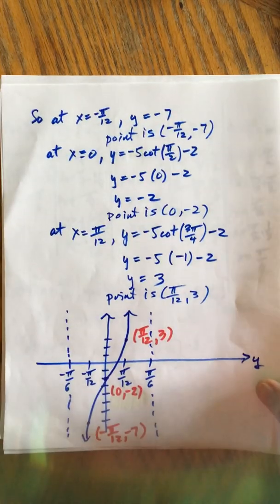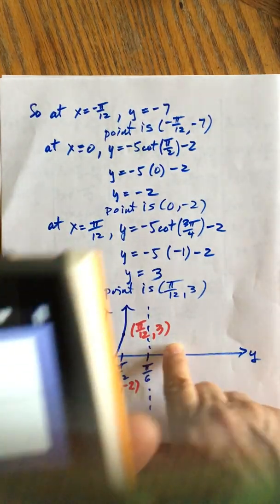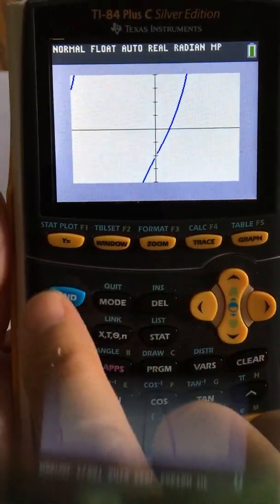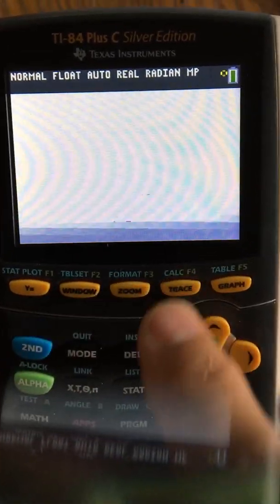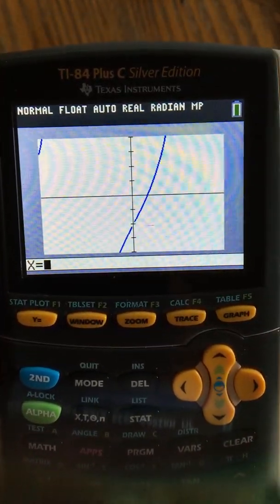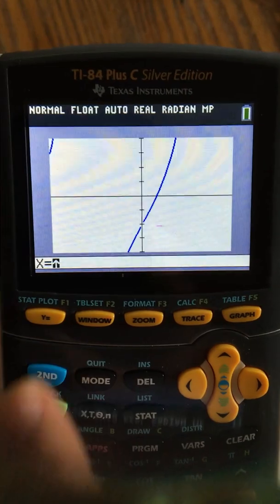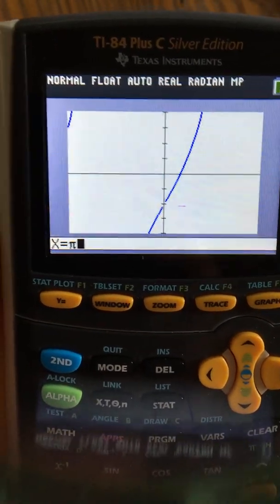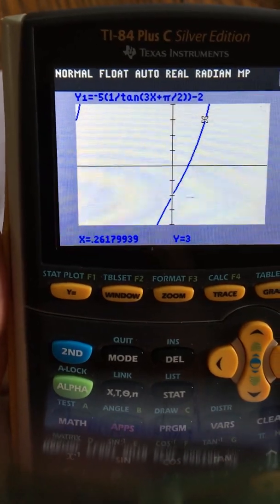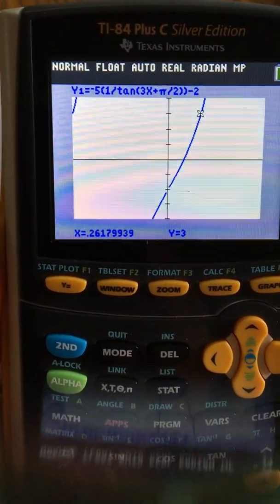But let's just check some of these values. Let's say I try pi over 12. I should get 3. So if I'm right, that'll happen. So I'm going to look at calc. I'm going to do second, calc, and choose 1, which is value. And I'm going to put in pi over 12. So I'm going to do second to get the pi divided by 12. And I know I should get 3. Okay? So you could play with this a little bit.